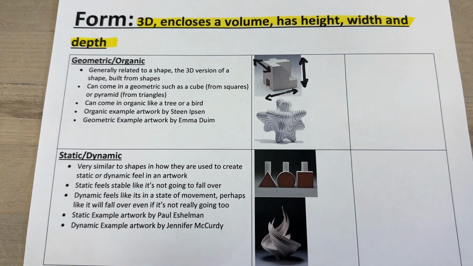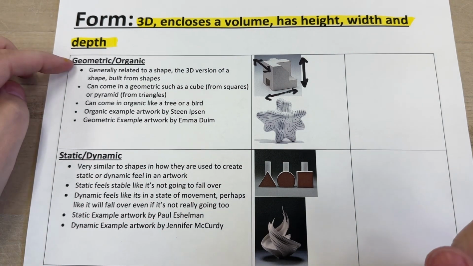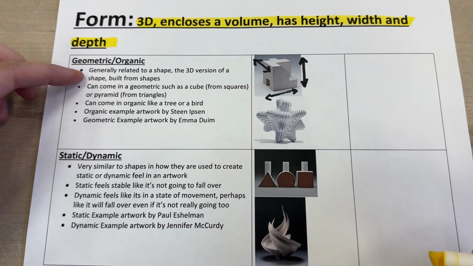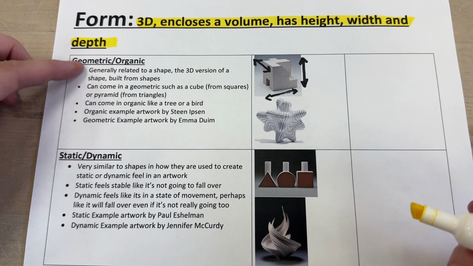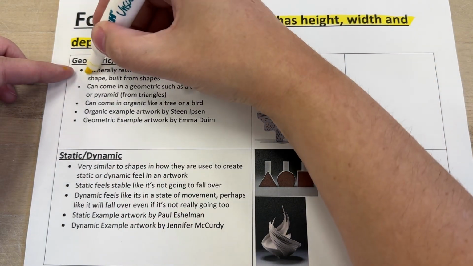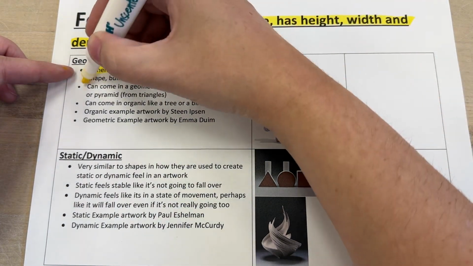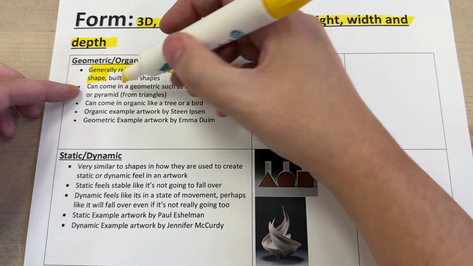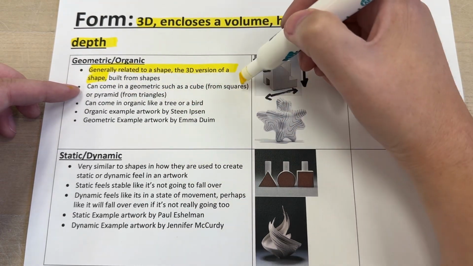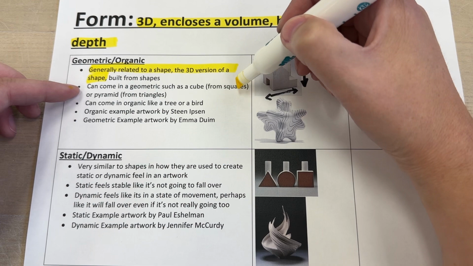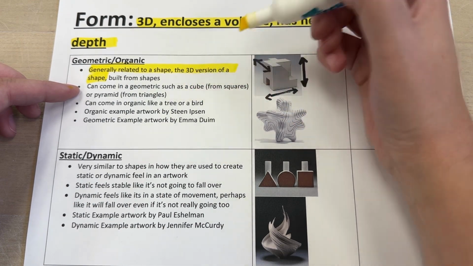So just like shape, forms can come in geometric and organic. So they're generally related to shapes. It's the 3D version of a shape. A lot of times it's built from shapes. It can come in geometric, such as a cube that's built out of squares. So the square is the shape and the cube is the form.